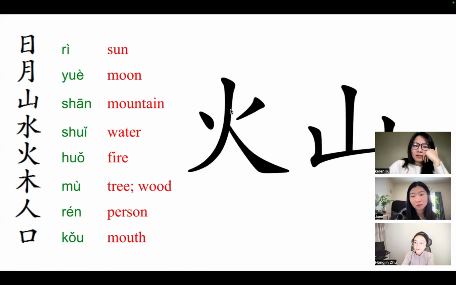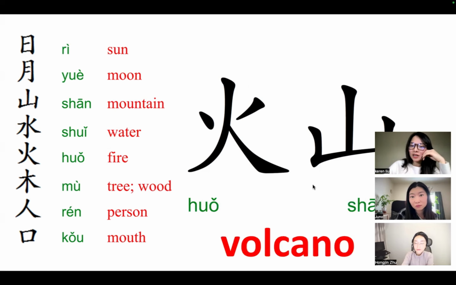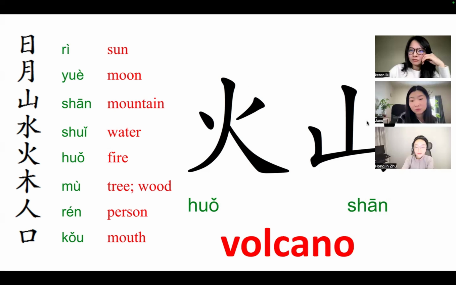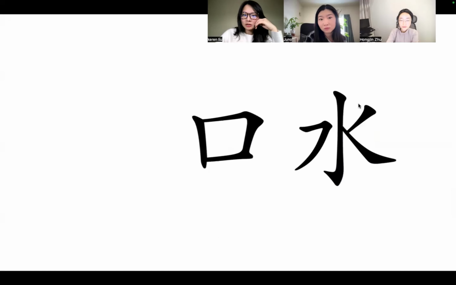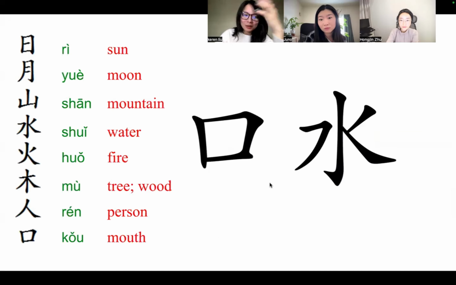And then 你看到什么? Students will say, oh, I see fire. I see mountains. Fire, mountain. 90% of the students can guess this is volcano, 火山. Next one. Okay, 你看到了什么? Students will say, I see mouth. I see water. So this phrase is saliva.